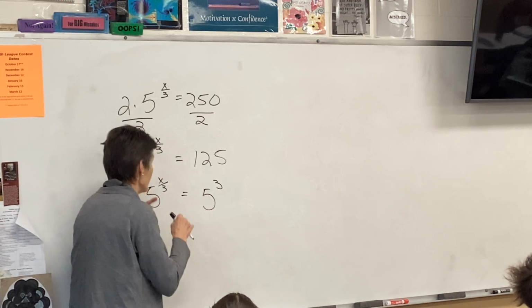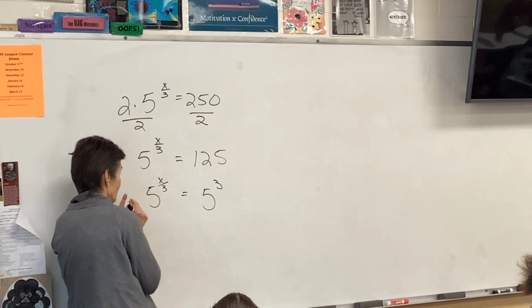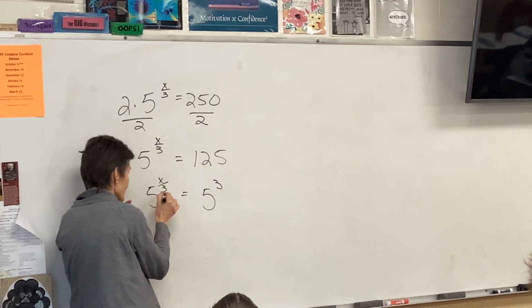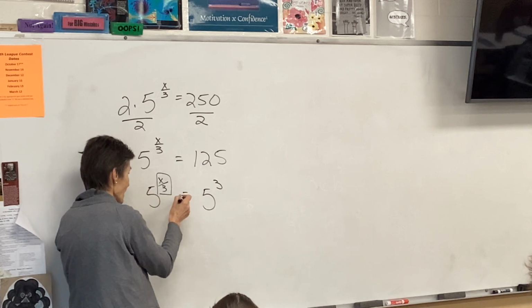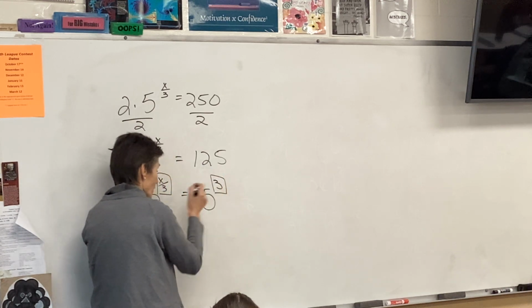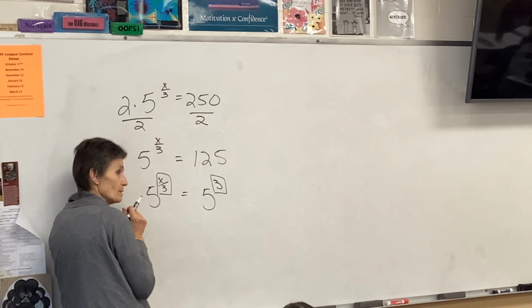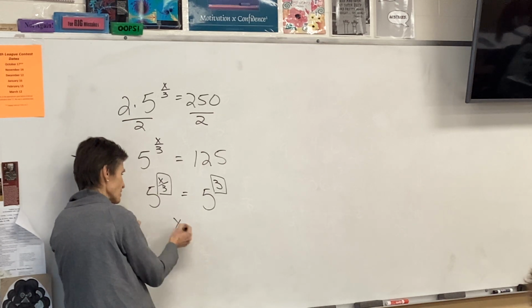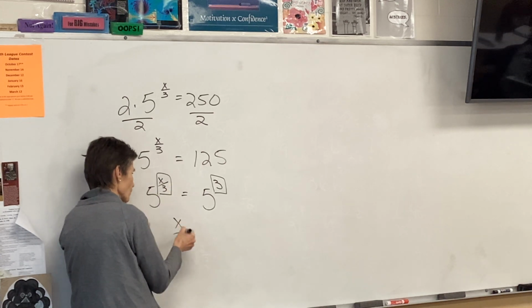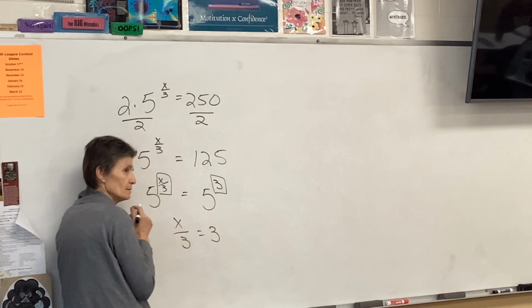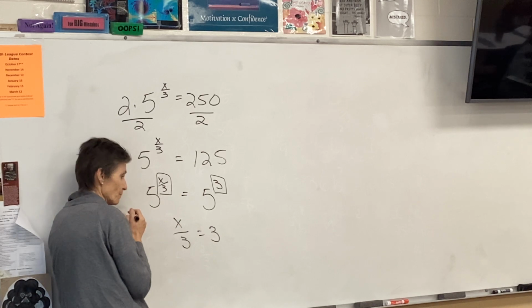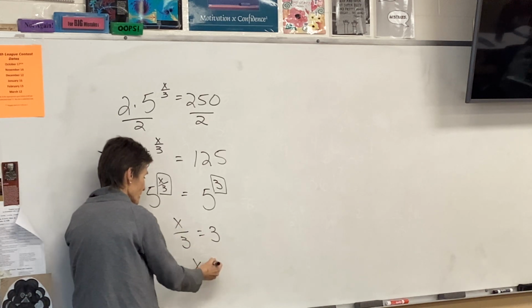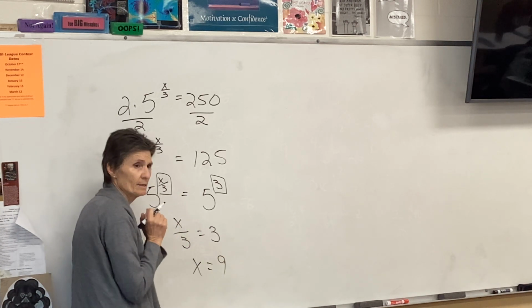Now, look at your problem. 5 to this power is the same as 5 to this power. So does it make sense to you that x over 3 is 3, that those would be equal to each other? So if I multiply by 3, then it looks like x equals 9.